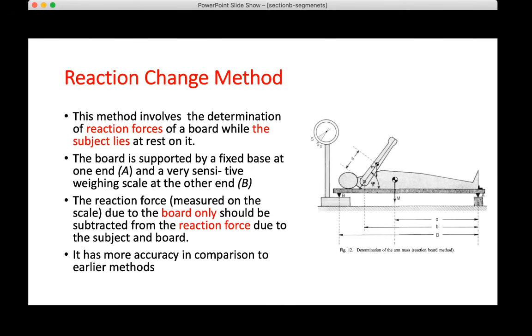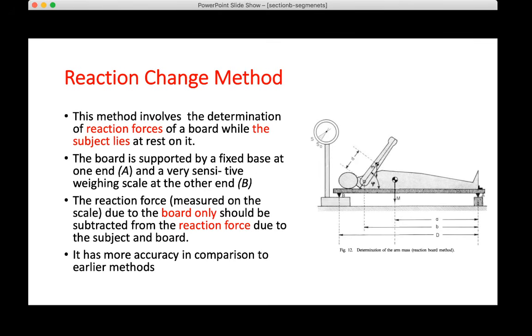So first of all, they will keep this athlete lying on this board. They will take the reaction force. In the second instant, he will raise his arm. As soon as he raises his arm, there will be some change in the reaction force. So to get the body segment parameter of the arm, they do the subtraction and they will get it for that arm.